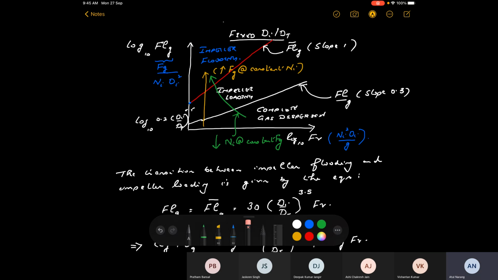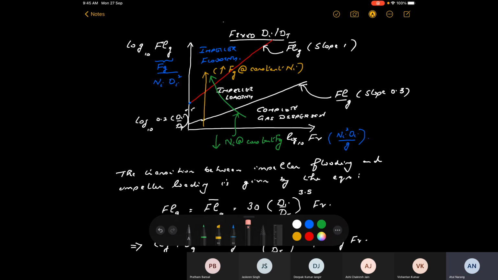The yellow arrow pointing vertically upward shows you the path that one could conceivably take if you were to increase the gas flow rate at constant n sub I. And the green graph shows you the disastrous path that you can take if you decrease n sub I at constant gas flow rate. So let's take a look at both the numerical examples.